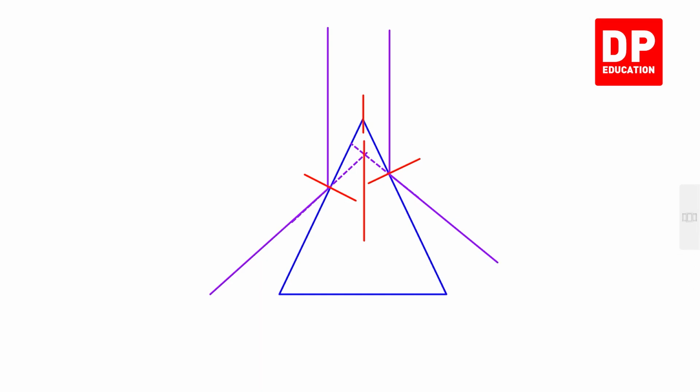Let's take this as I1 and I2. If this is I2, this has to be 90 minus I2, agree? And this has to be 90 minus I1. Why? This is the normal. If this is 90 minus I1, this angle also has to be 90 minus I1. Why? These two are parallel lines.